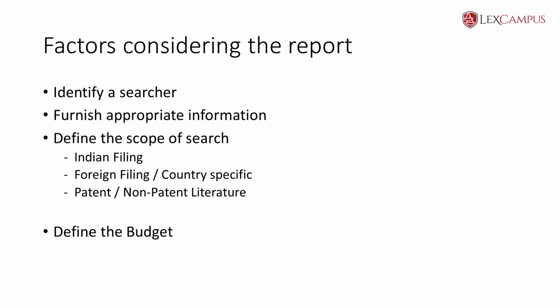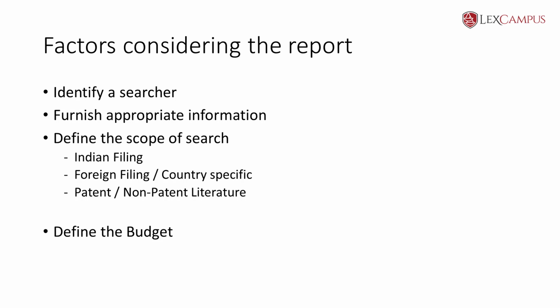Now, searchers specialize in different areas. They could be searchers who are specialized in electrical, chemical, metallurgical, or electronics and biotechnology, or they could be specialized in computer related inventions or in mechanical inventions. So, you would identify a searcher because the searcher's task is to be aware of the domain knowledge. And if a person has a background, then you could expect a better search from that person.